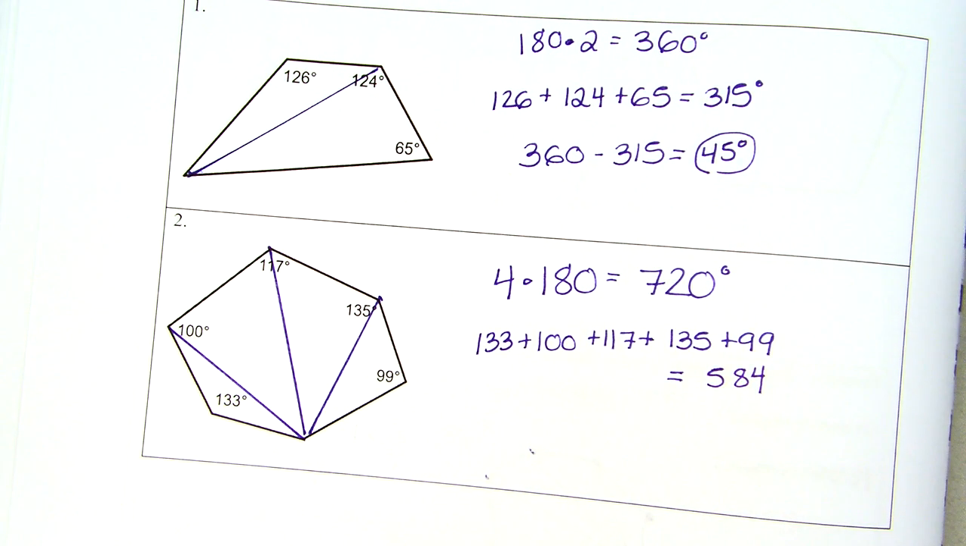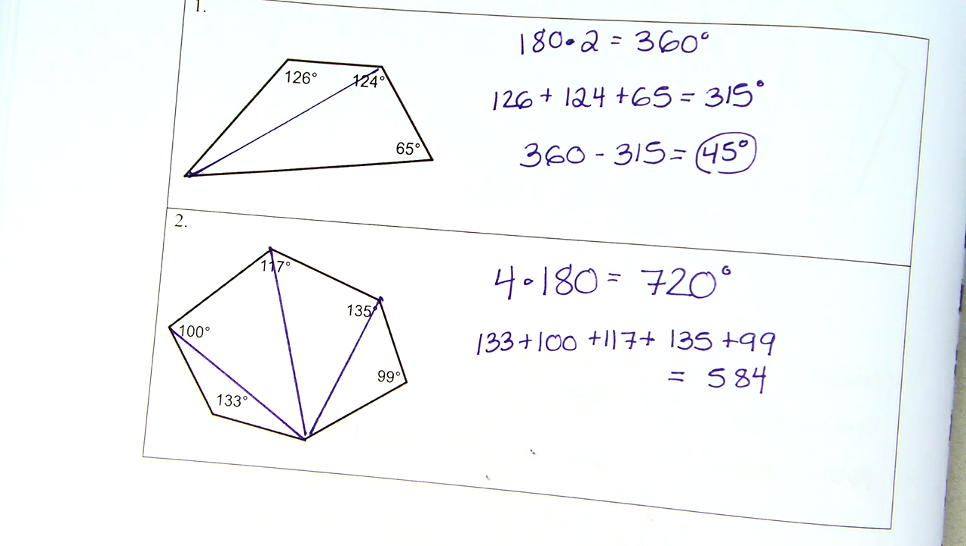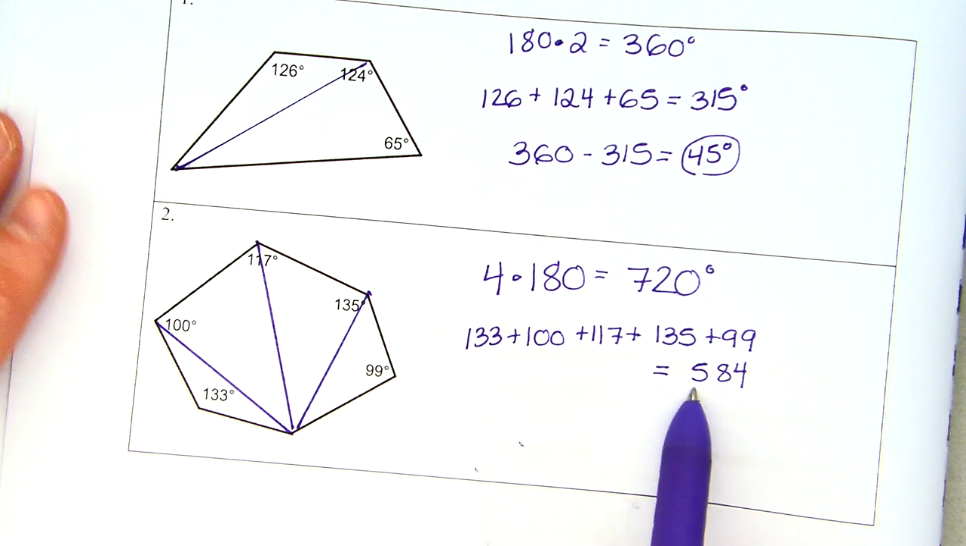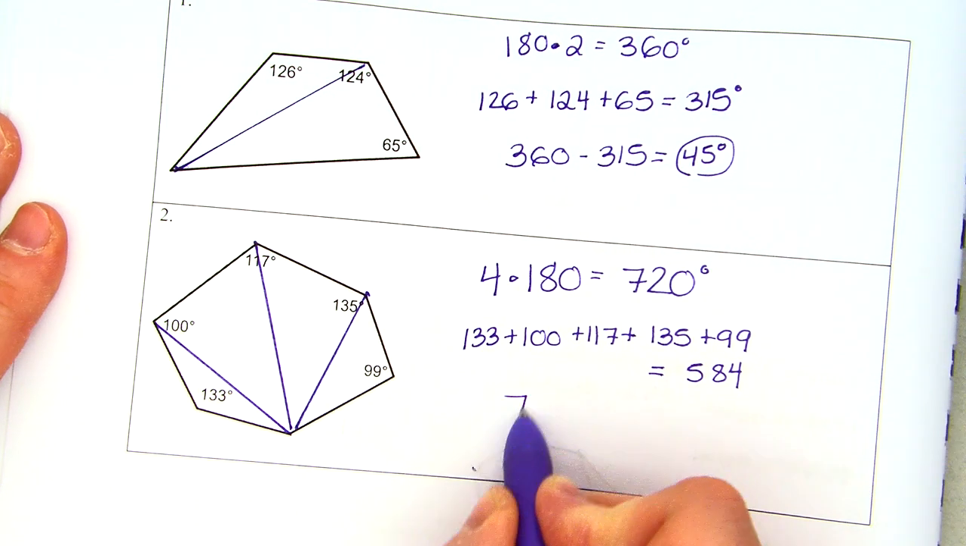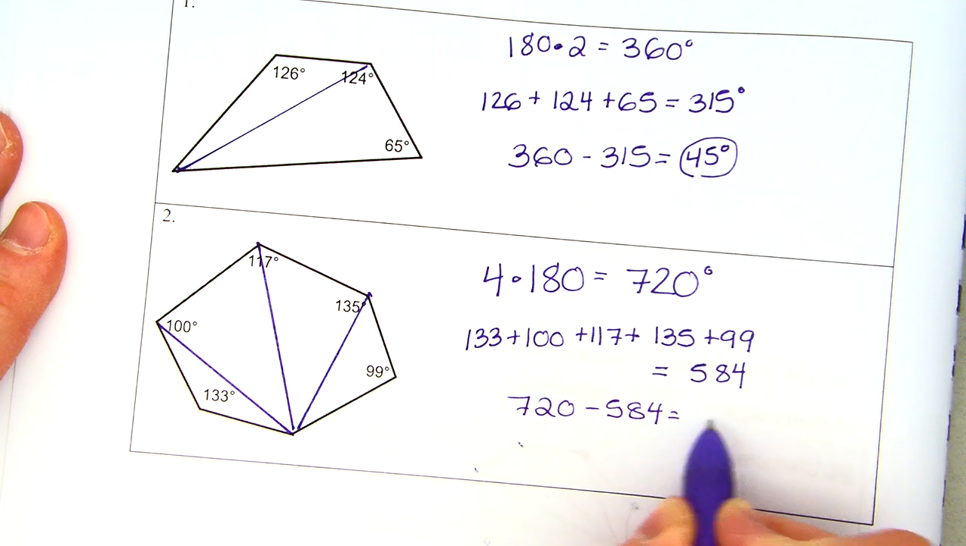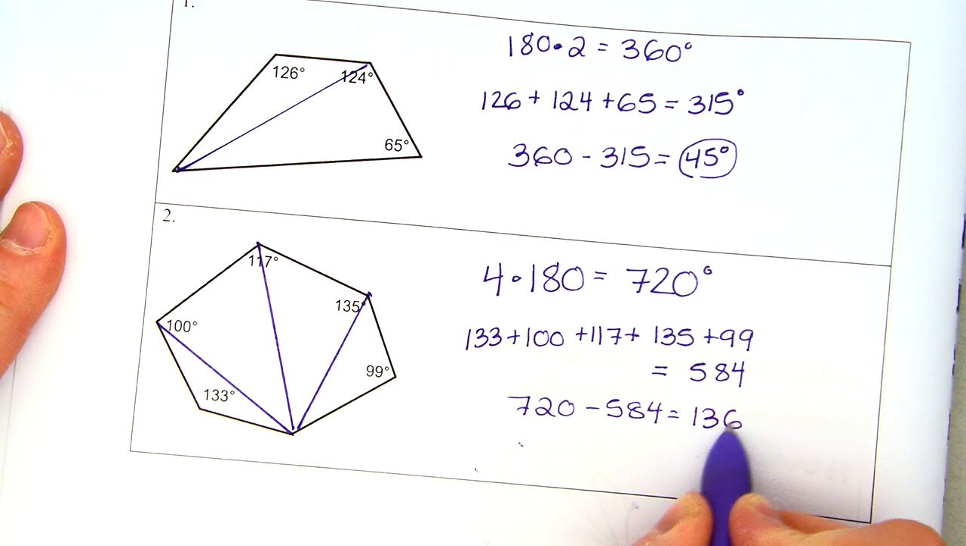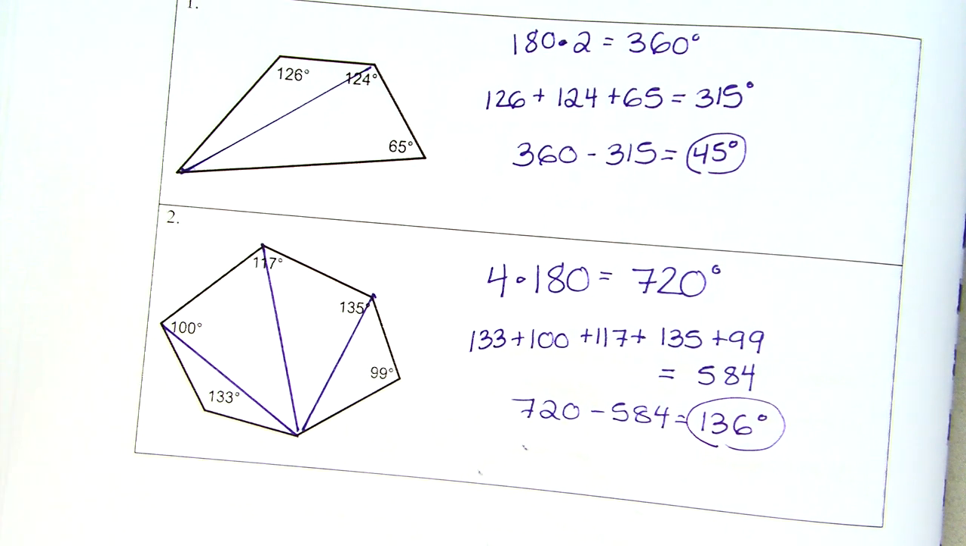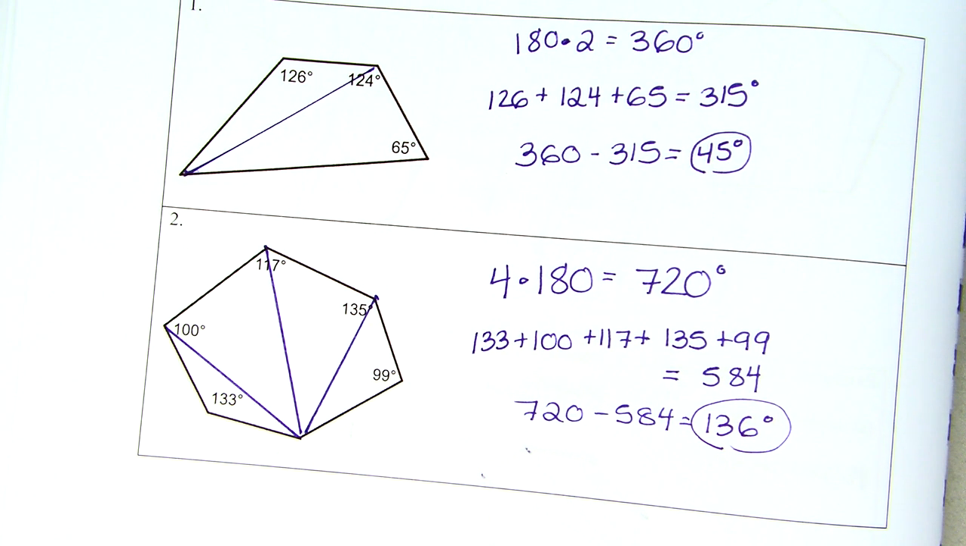You done, Naomi? What do you have for that missing angle? I like it. Should be 584 when you do your addition. 720 minus 584. Say that one more time. 136. That sounds good. 136 degrees. Do you see how this works?